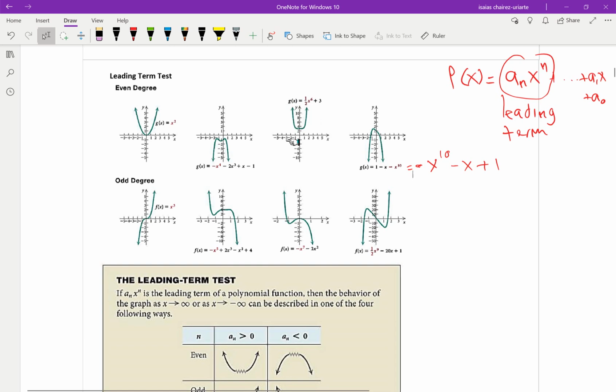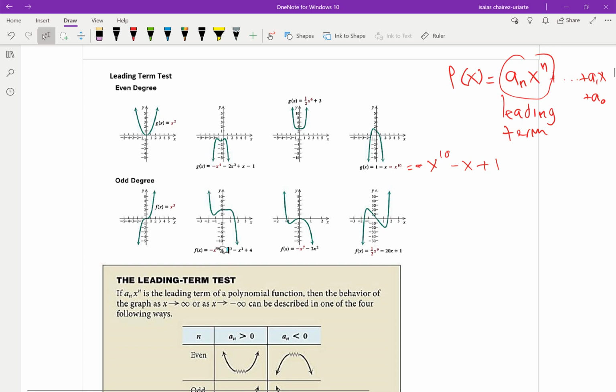All right, let's look at some polynomials of odd degree. So now the degree is odd. The degree is going to be something like 3, 5, 7, 9. Here I have x cubed, x to the third, and we have this little graph. It starts at the bottom left and goes up towards the top right. Now the next odd degree polynomial that I have is negative x to the fifth.